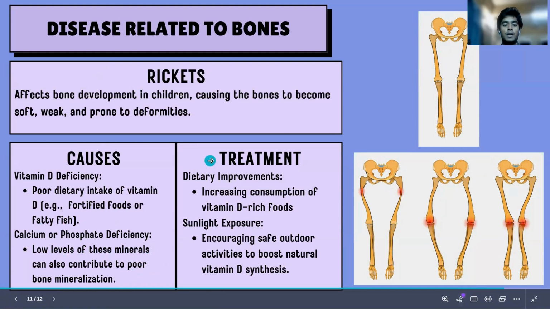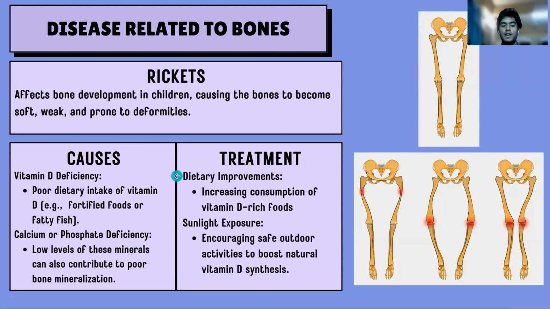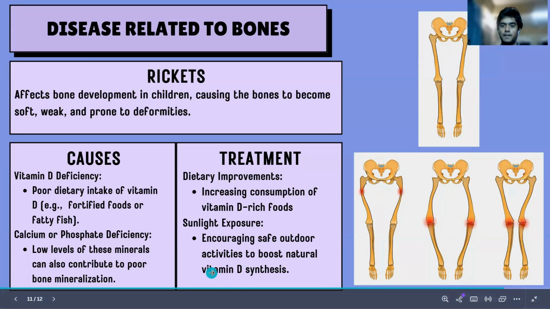So how do people overcome rickets? First of all, they have to improve their diet. They have to increase their consumption of vitamin D-rich foods and also foods which contain calcium and phosphate. They can also ensure that they have enough sunlight exposure. As we know, sunlight contributes to natural vitamin D synthesis in the body.